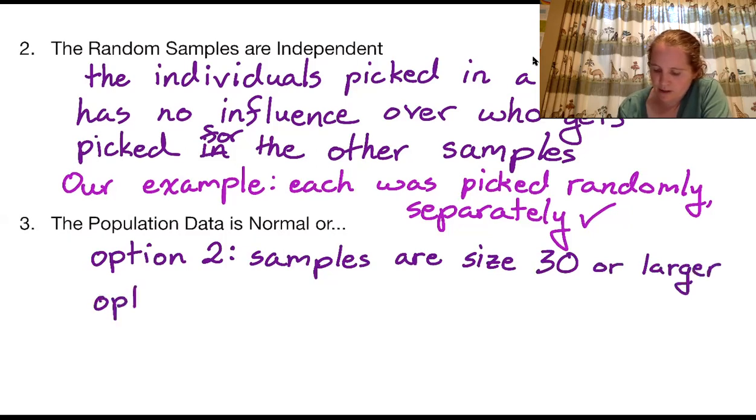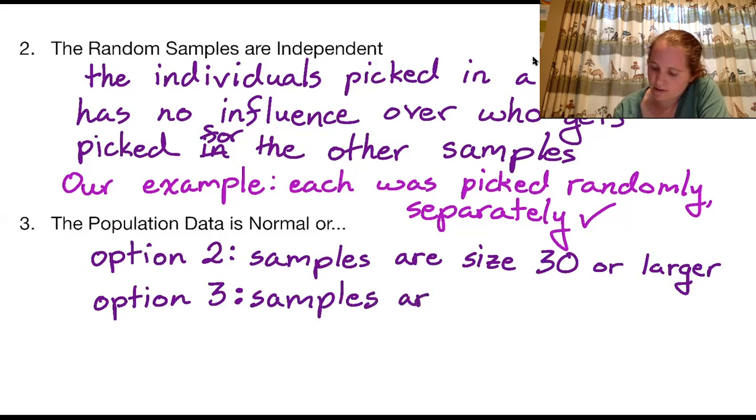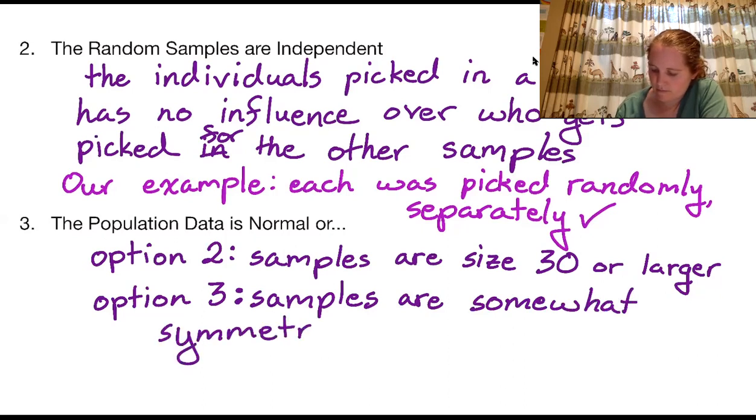And option 3, if we don't have the population data, we don't know it's normal, we can look at our sample. As long as our sample is not severely skewed, then we can go ahead and do this. So the sample data, so the samples are somewhat symmetric, not highly skewed.